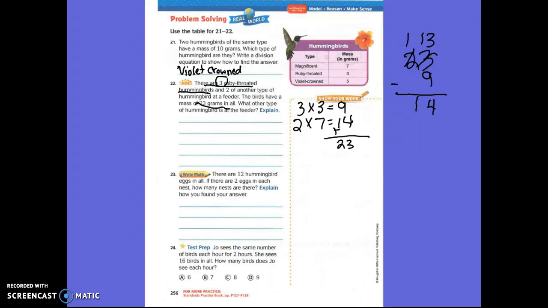Now, what other type of hummingbird is at the feeder, guys? Magnificent. Okay.